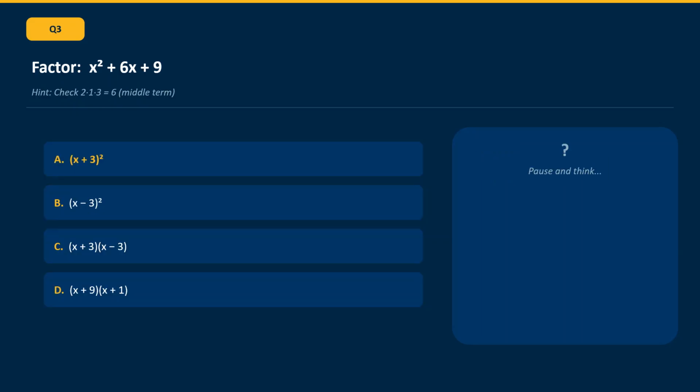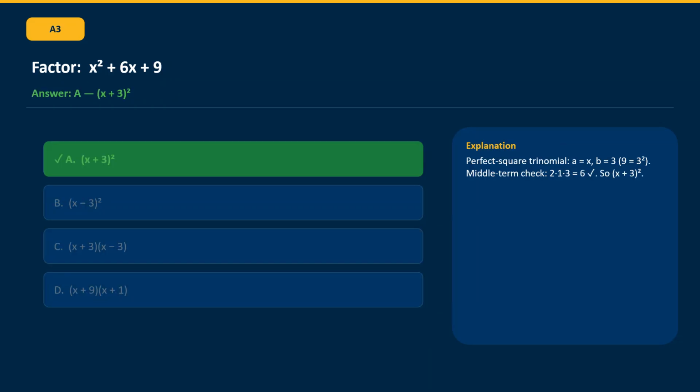Question 3. Factor x squared plus 6x plus 9. Check whether the middle term fits the perfect square trinomial pattern. Choose your answer. The answer is A, the quantity x plus 3 squared. This is a perfect square trinomial. A equals x and b equals 3, since 9 equals 3 squared. The middle term check is 2 times 1 times 3, which equals 6. It matches. So the result is x plus 3 quantity squared.